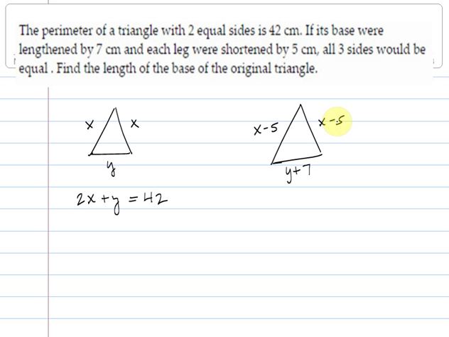It says if these changes were made, then all 3 sides would be equal. Now, we already know that the 2 legs are equal, so what this implies is that the legs, represented by the expression x minus 5, would then be equal to the base. We can state that in equation form by simply saying x minus 5 is going to be equal then to y plus 7. And now we have the 2 equations that we can use to solve this problem. The 2 equations being 2x plus y equals 42 and x minus 5 equals y plus 7.